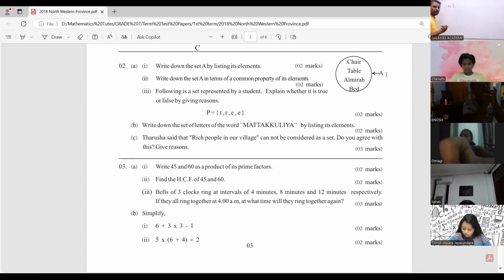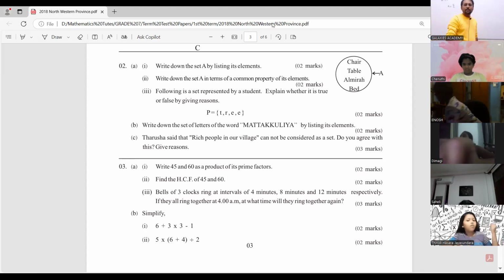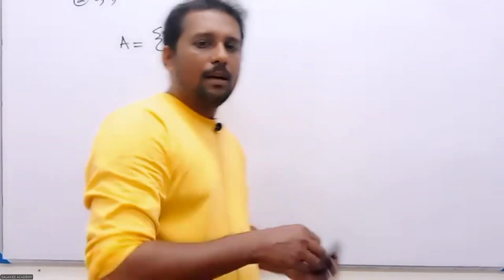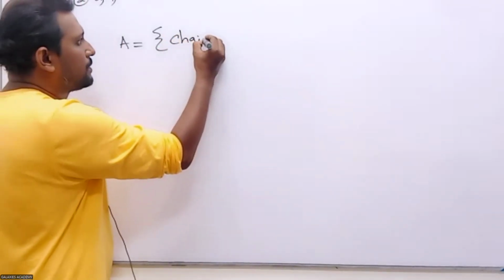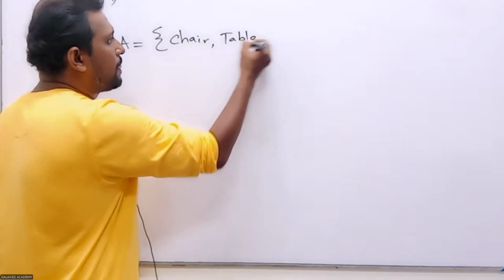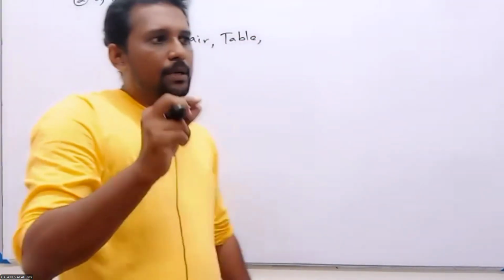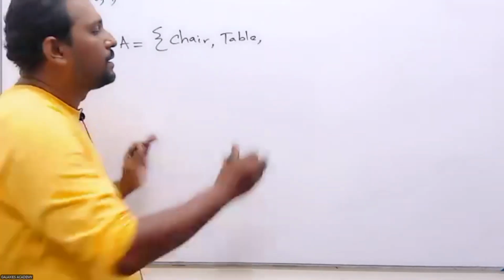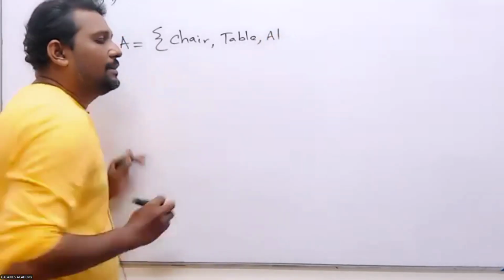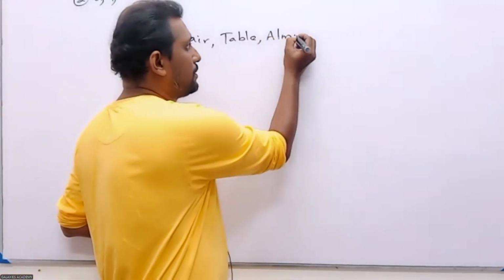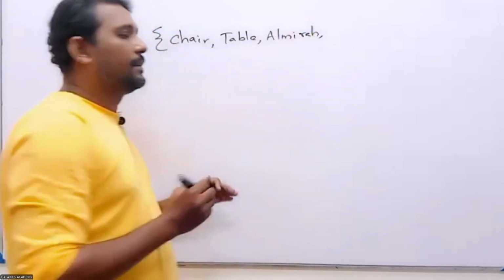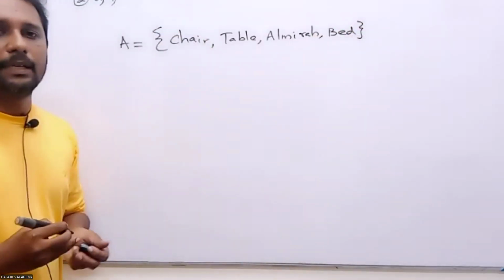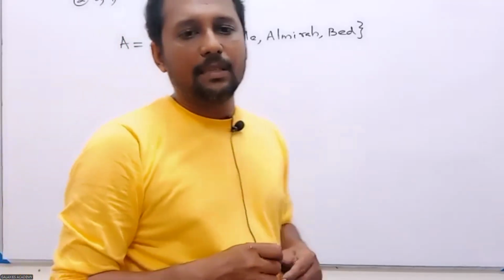within curly brackets, you have to write these given elements. There are four elements given, no? What are the four elements? Chair, table. Also remember, between two elements you have to put a comma. It is the rule. Next element given, almirah. And another element given, bed. Right. It is the list of elements method of representing.